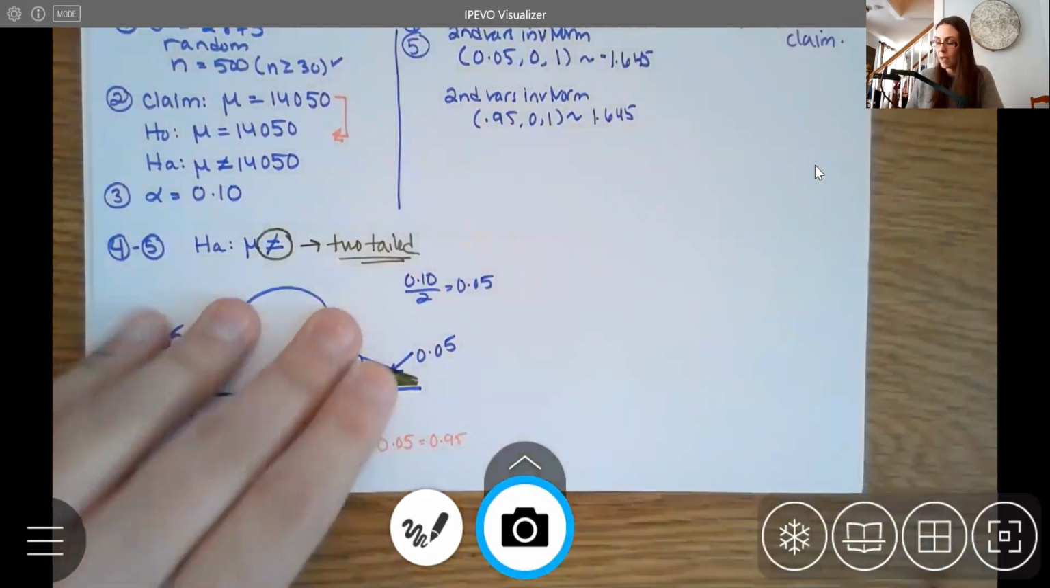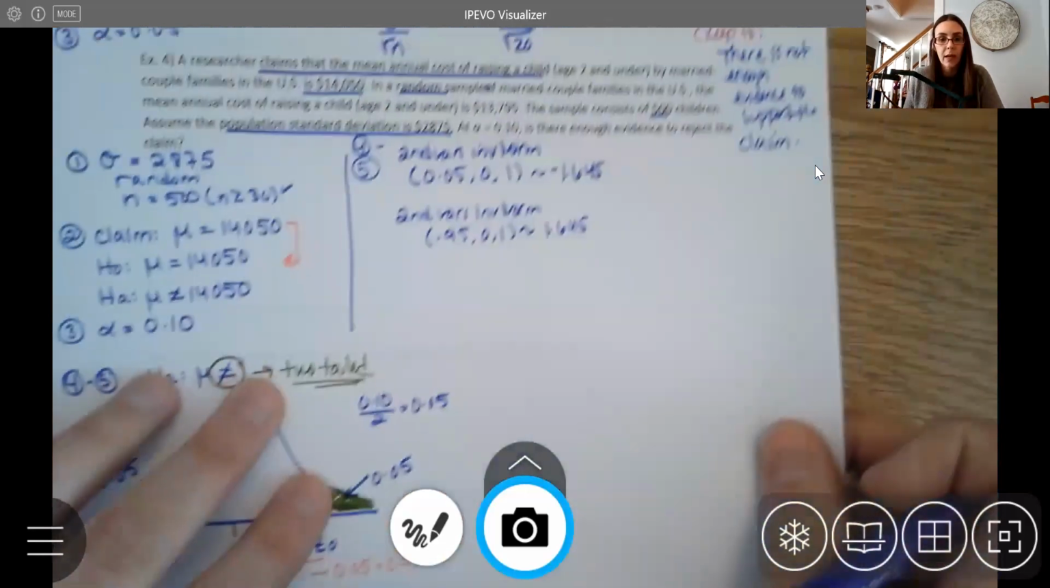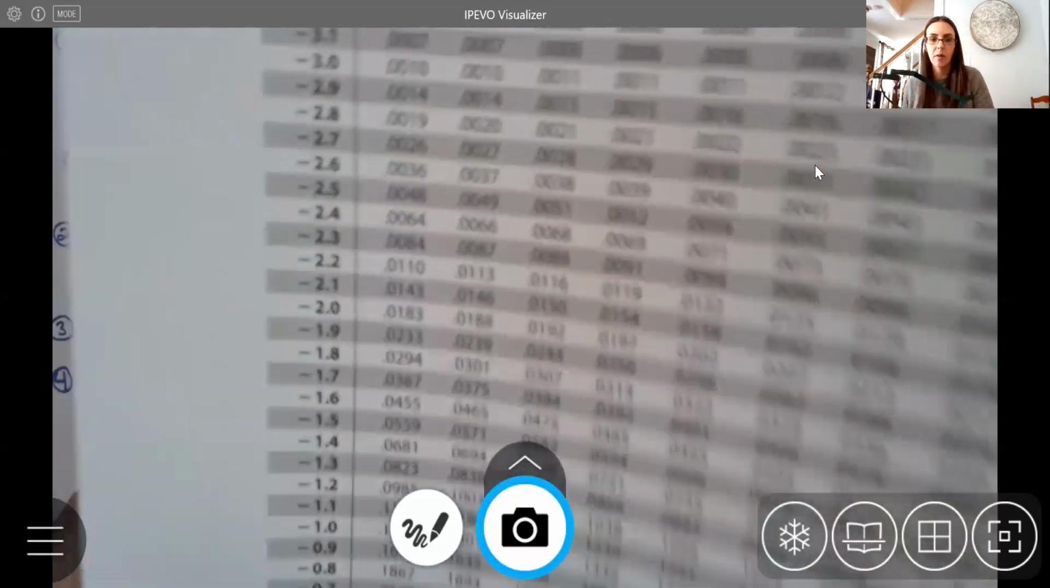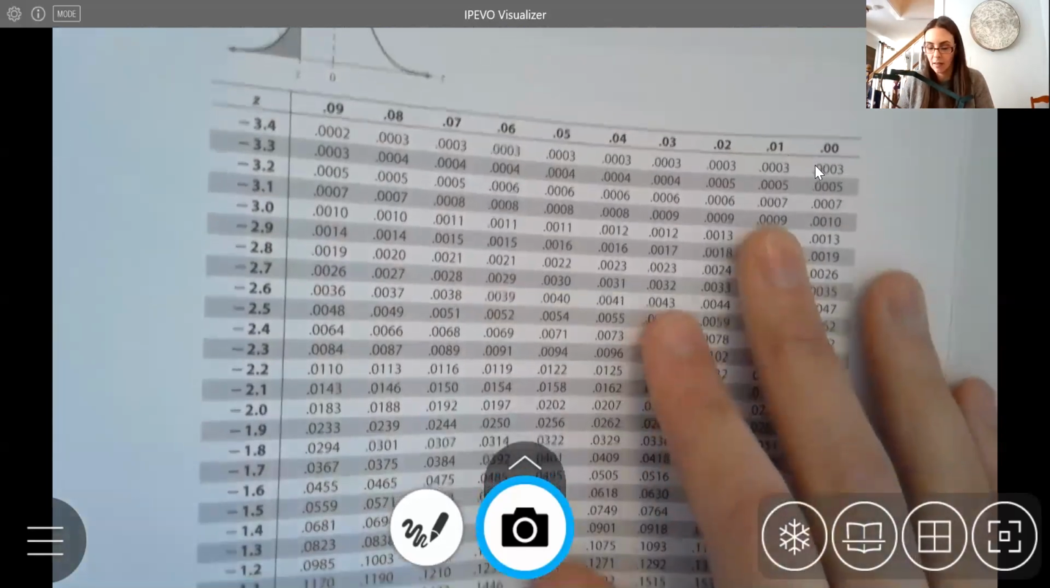So there are my 2 z values. And again, if you don't like doing it that way, then what you're going to do is go to your table here. And I'll just do the negative side. But again, you're looking for that area of 0.05 in the table. And you're just trying to find it the best you can.